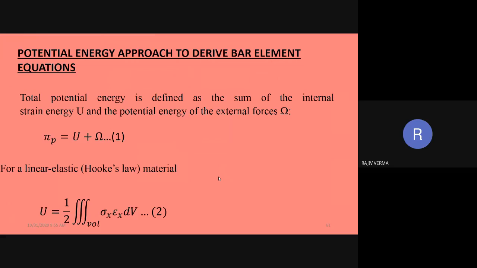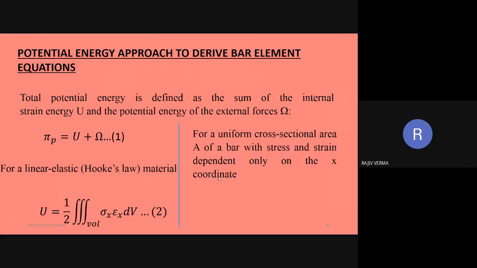And since we are developing this particular expression for a bar element, you already know from the elementary theory of strength of materials that the bar element has only stresses and strains acting along the x-axis. The remaining strains and the remaining stresses are basically zero. So this is the only significant stress and strain present for the case of a bar element. So this is how the internal energy is going to be evaluated.